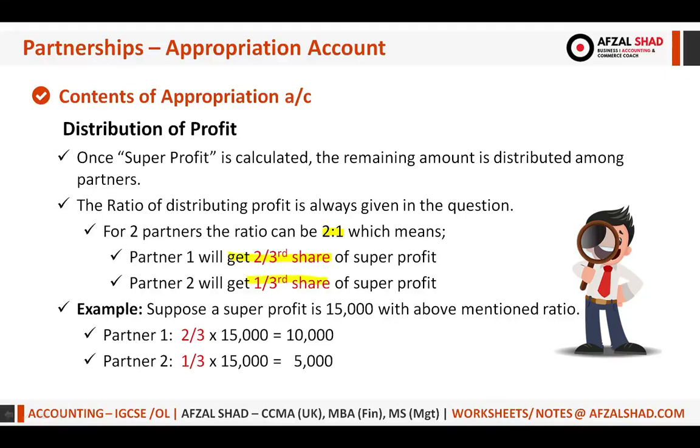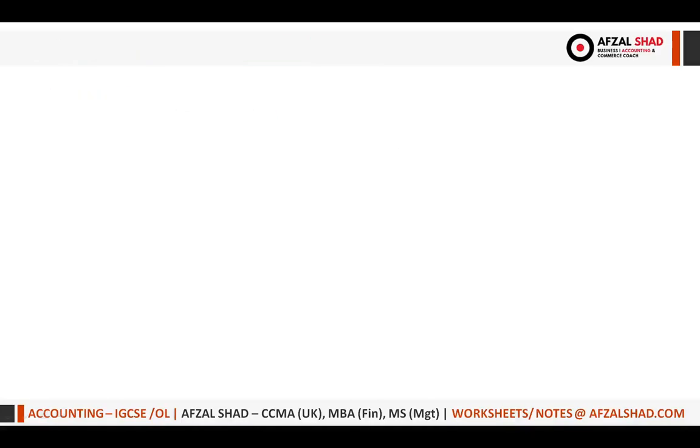Now suppose the amount of the super profit, whatever is left with you as residual profit, is 15,000. You have to distribute this 15,000 to the 2 partners. The first partner is going to get the 2/3 share and the second partner the 1/3 share. So 2/3 multiplied by 15,000 and 1/3 multiplied by 15,000. The 2/3 share is 10,000 and the 1/3 share is 5,000. So partner 1 is going to get 10,000 as share of the profit and partner 2 is going to get 5,000.